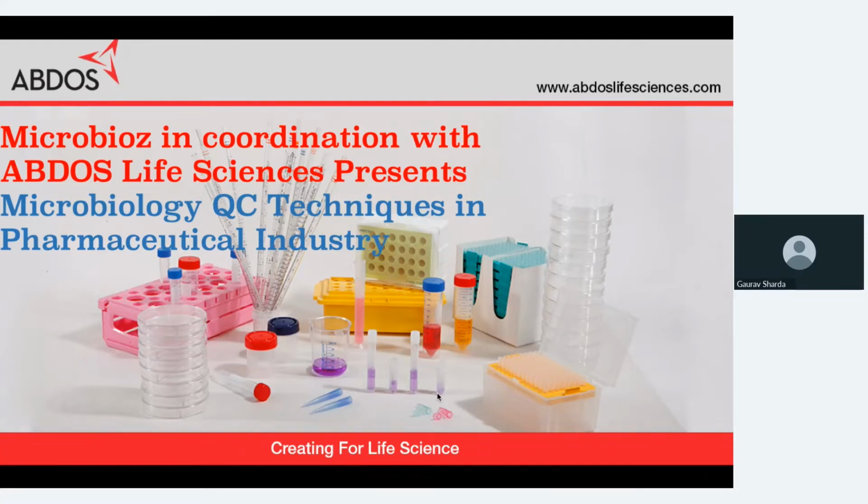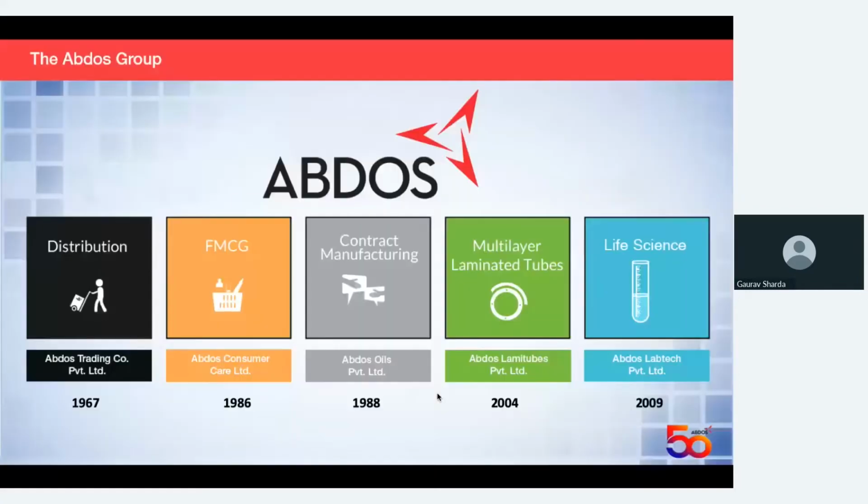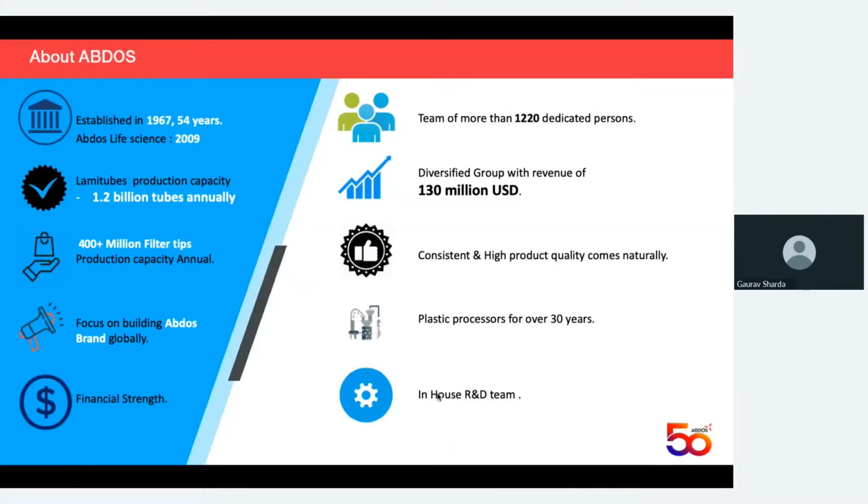Myself, Gaurav Sharda, Product Manager, International Business from Abdos Life Sciences, and I'll be talking about today's program. I would like to talk first about Abdos and what it's all about. Abdos has been divided into 5 major groups: distributor, FMCG, contract manufacturing, multi-layered laminated tubes, and life sciences. It was established in 1967. It's a 54-year-old company, and Abdos Life Science was founded in 2009.